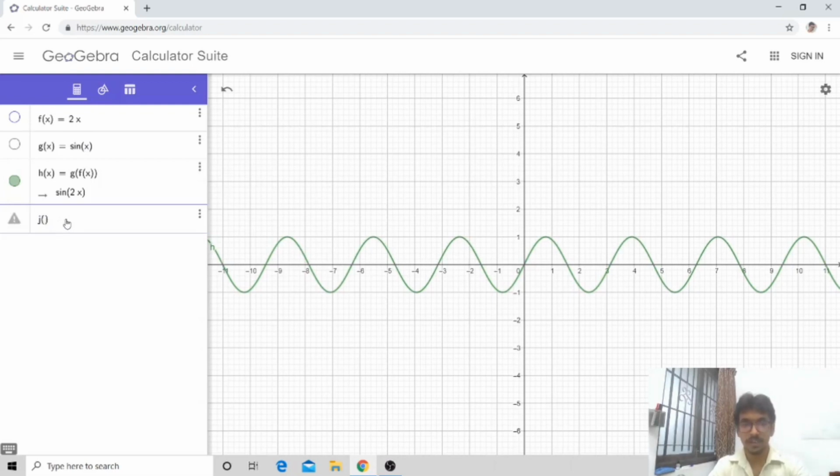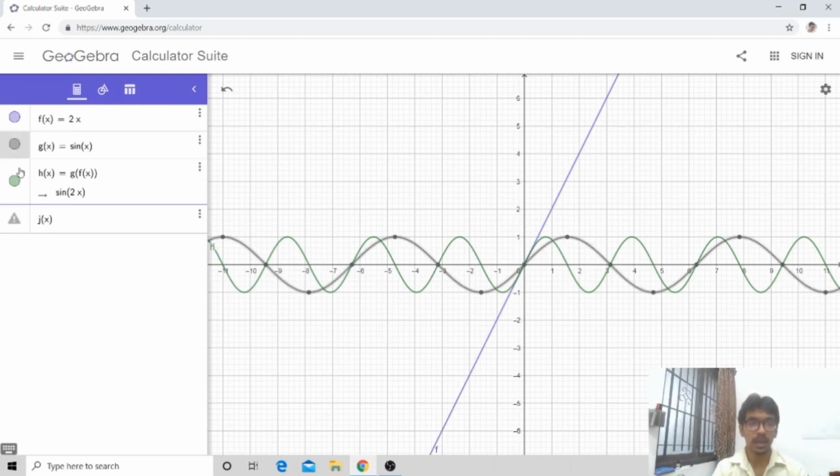And let us define the other way. The composition can be done in two ways only if the domain and codomain of both the functions are the same. Here, for f as well as for g, the domain and codomain are the entire real numbers. Hence, the composition in two ways is possible.